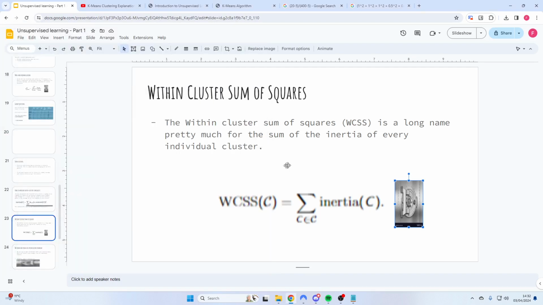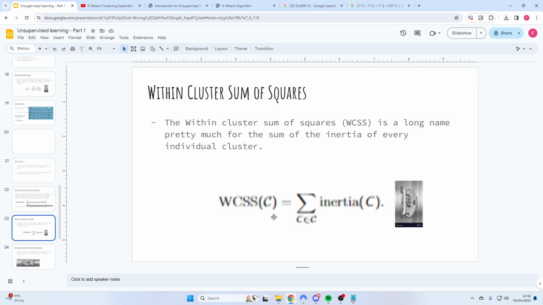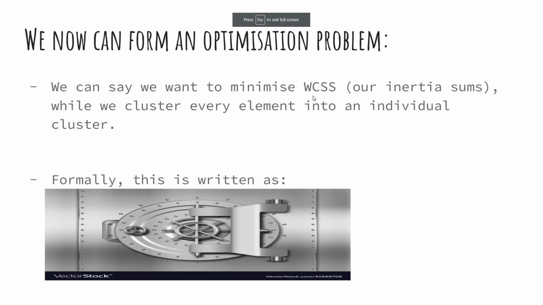And the reason we have that is because we want to be minimizing this. If we want to have the best clusters possible, we want them all to have the smallest inertia, because the inertia is how compact they are. So we want them all to be as compact as possible. And that's called the WCSS, the within cluster sum of squares. So we have an optimization problem now, and we can say we want to minimize WCSS, which is our inertia sums.